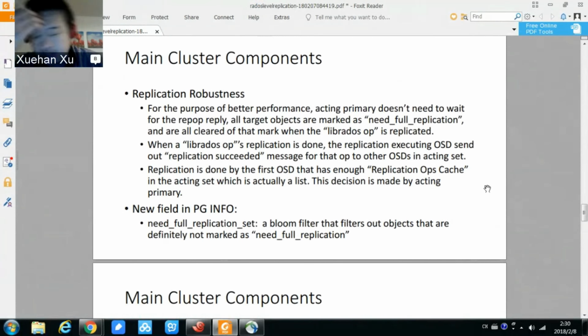And the last thing is there can be circumstances where the acting primary has its replication ops cache full, and then a new OSD should be selected for the replication work. This decision can be made by the acting primary, and we think it can just select the first OSD that has enough replication ops cache in the acting set.